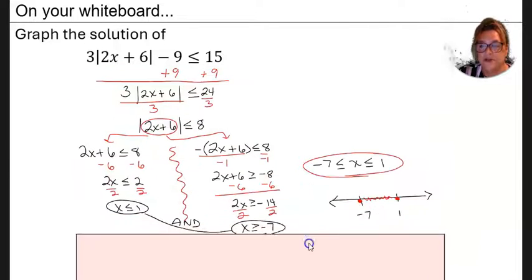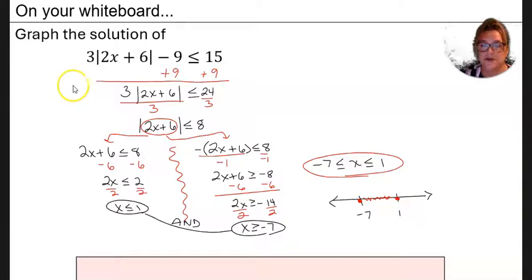So here's our solution to this inequality. 3 times the absolute value of the quantity 2x plus 6, minus 9, is less than or equal to 15. So we add 9 to both sides, divide through by that coefficient of 3. Now our absolute value expression is isolated. So we'll take the 2x plus 6 and divide it into the two cases.